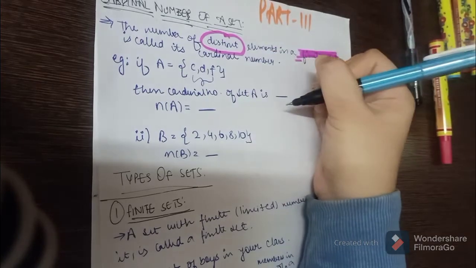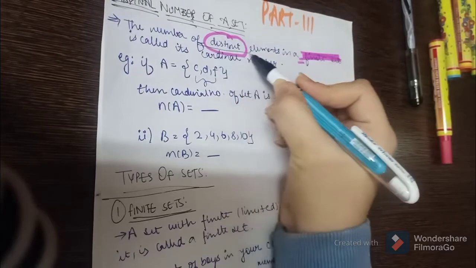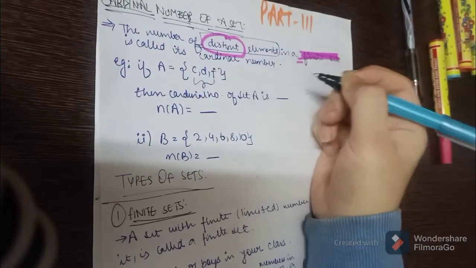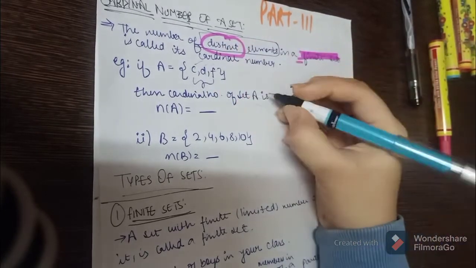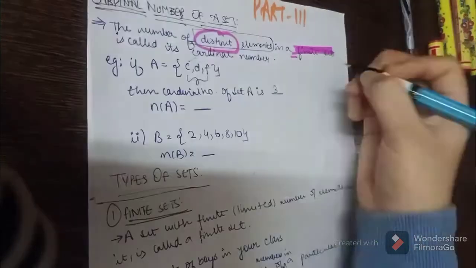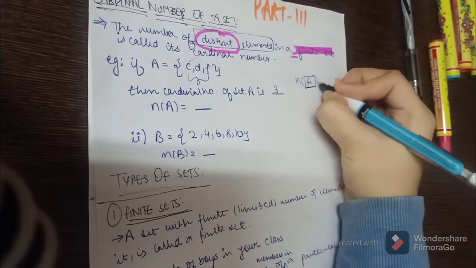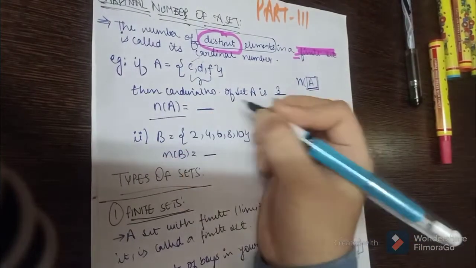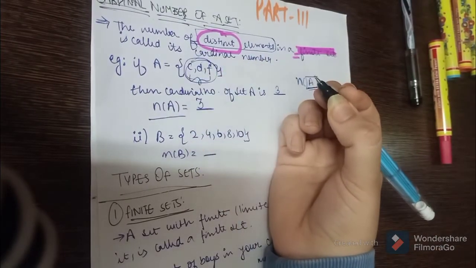Then what is the cardinal number of set A? The cardinal number of set A is the number of distinct elements, that is, the number of elements that are present in the set A. The number of elements present in the set A are 1, 2 and 3. So we are going to write the cardinal number of set A is 3. The cardinal number of a set is represented by n of A. Here you write the name of the set and n stands for the cardinal number. So the cardinal number of A is 3 because the number of elements present in A is 3.